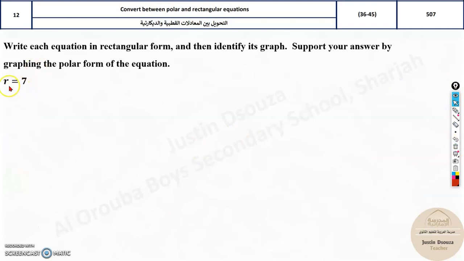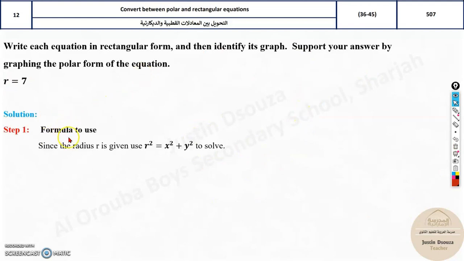Let's look at the other type where only the radius is given. Now this is again so easy. R is 7. Just draw a circle of radius 7 centimeters. That's it. Technically, to solve it, you use the formula.